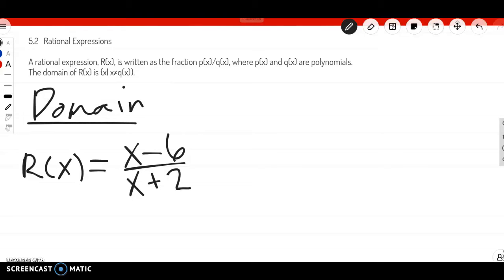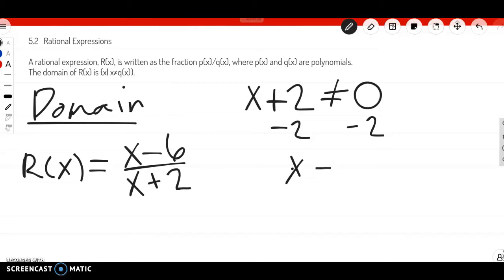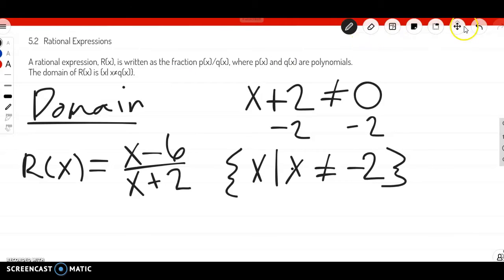In this case, if I want to find the domain, all I do is take the denominator, which is x plus 2, and set it not equal to 0 and solve. To solve this, subtract 2 from both sides. So x cannot be negative 2. And so our domain, the way we write it, is the set of all x such that x cannot be negative 2. And that is how we would find our domain.